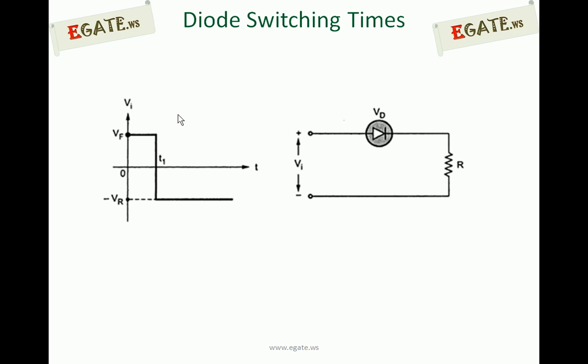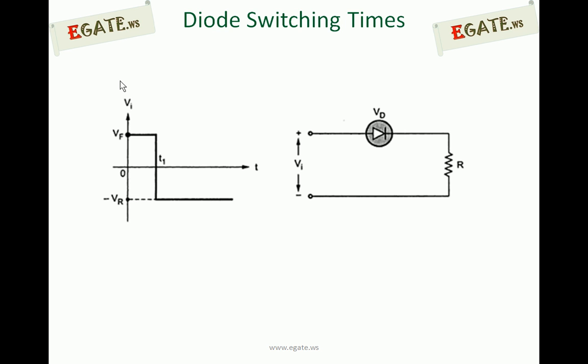So ideally the diode should switch from on to off instantaneously, but a practical diode doesn't switch instantaneously. It requires some time due to the minority charge concentration stored in p and n sides. So we'll discuss these things. According to this diagram, the diode should change from forward bias to reverse bias.